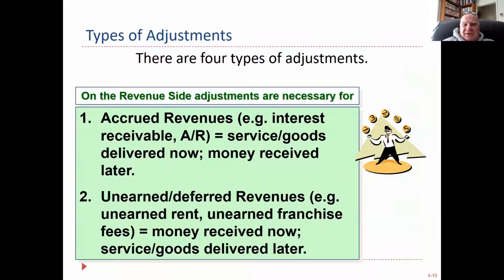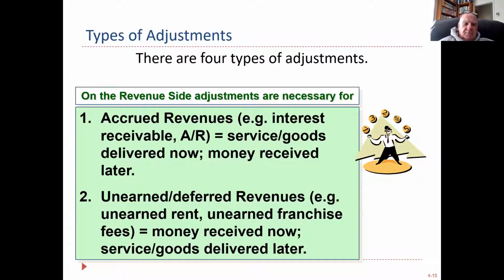Now they're repeating a little bit, but let's look at it. Accrued revenues, interest receivable. Interest receivable is a good example. We've earned the money. We loan somebody money, and every month his interest payment to us is building up by 500 a month. We're recognizing that build up as revenue every month.